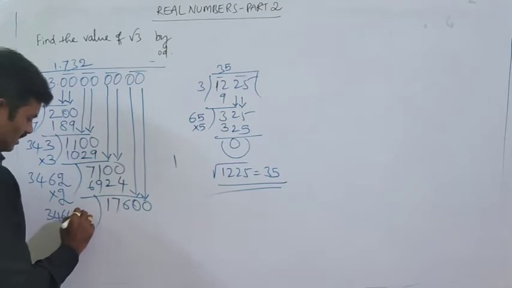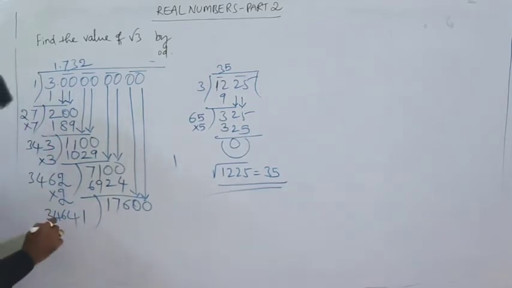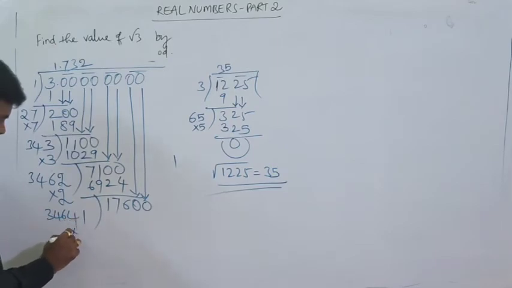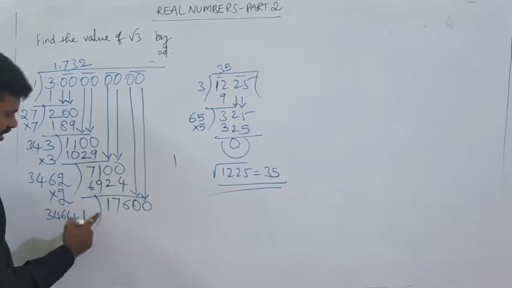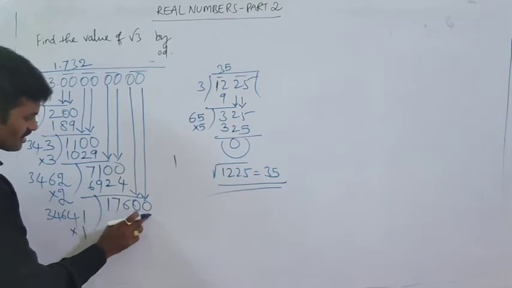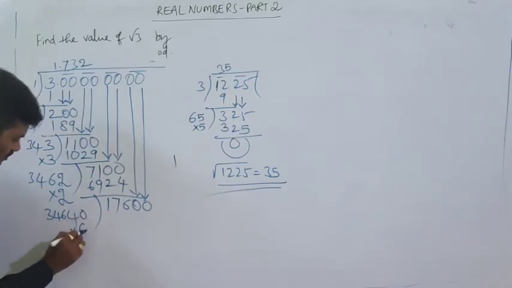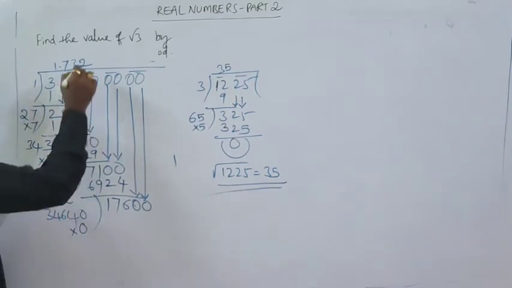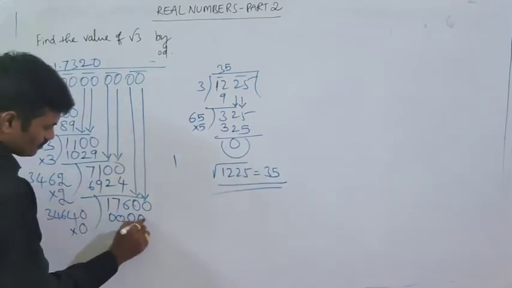Now let me take 1 here, guessing, just for trial and error method I am doing. Now I have considered here 1, so I must multiply by 1 itself. If I multiply this number by 1, I am getting 34,641. But here is 17,600. Is it possible? No. So it is not possible one time. So how many times is it possible? 0 times. So here also 0. So the total number is 0.